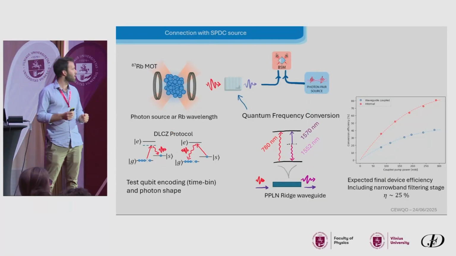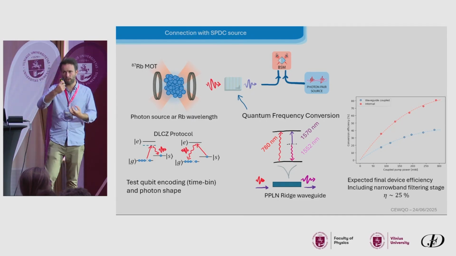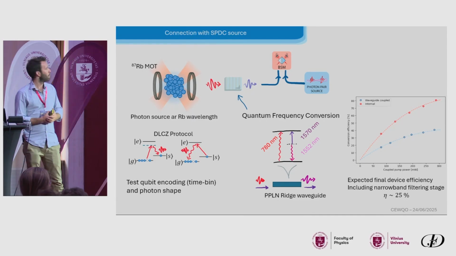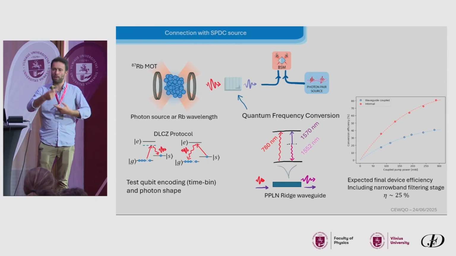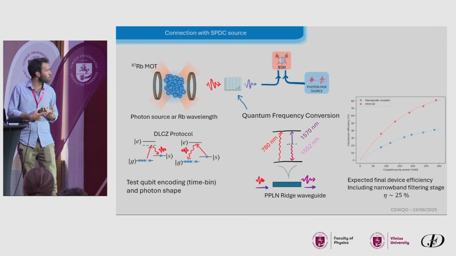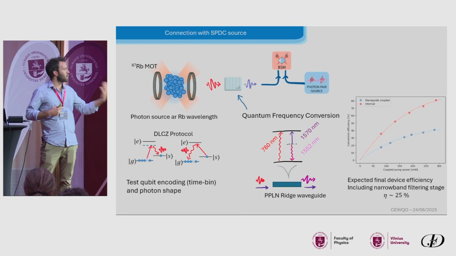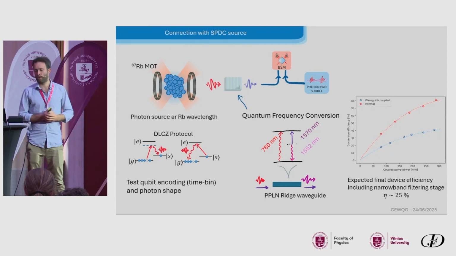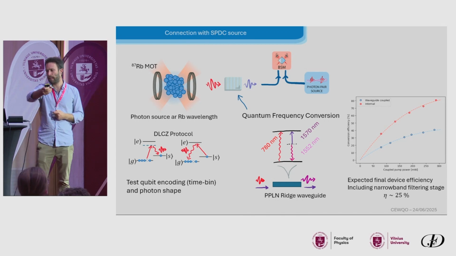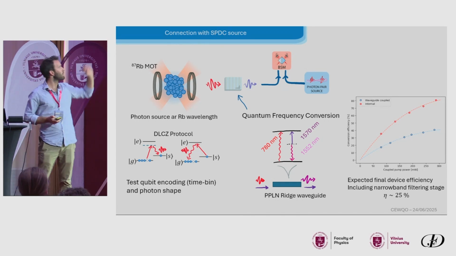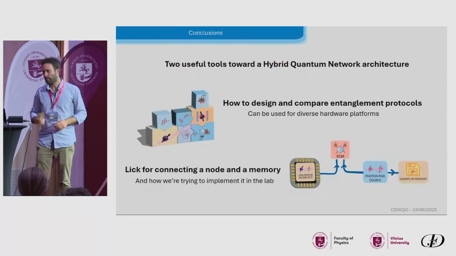Very briefly, at the same time we are also working on the compatibility of the photons emitted by this rubidium superatom, using a much simpler setup to test the qubit encoding, which we plan to do with time-bin qubits, compatible with our memory, as well as the photon shaping, and especially the quantum frequency conversion. Of course, you then want to bridge the wavelength difference between the rubidium atom and the infrared telecom photon that's coming from the memory. This is something we are working on right now.